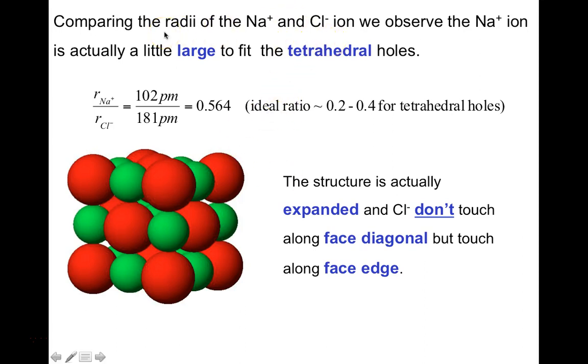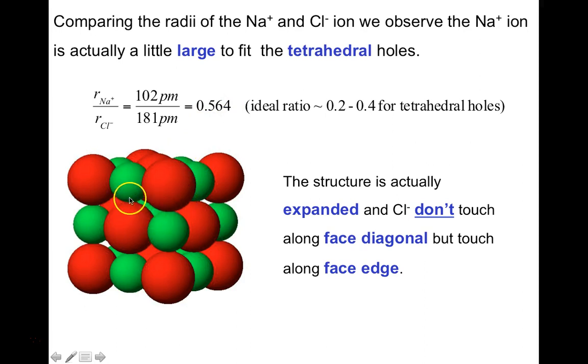So if we look at this, we're going to compare the radii of sodium and chloride ions. We observe that the sodium ion is actually a little too big to fit in tetrahedral holes. Remember, the ideal size of an atom going in a tetrahedral hole is between 0.2 to 0.4 times the radius of the host. It turns out that a sodium ion is about 0.6 times the radius of a chloride ion.